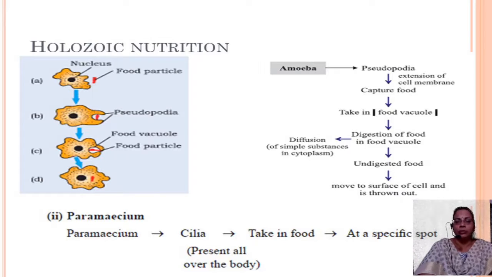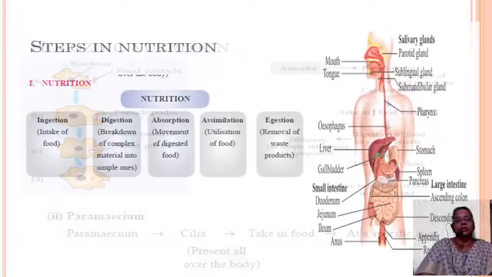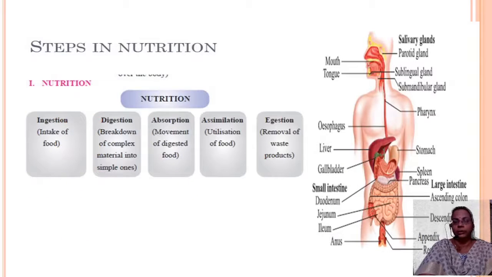Now we will move on to the next process, that is in human beings. In human beings also, the mode of nutrition is called holozoic. We take the food with the help of hands and put it into the mouth. The whole nutrition we can divide into 5 major steps. The main steps are ingestion, then digestion, then absorption, then assimilation, and the last step is called egestion.